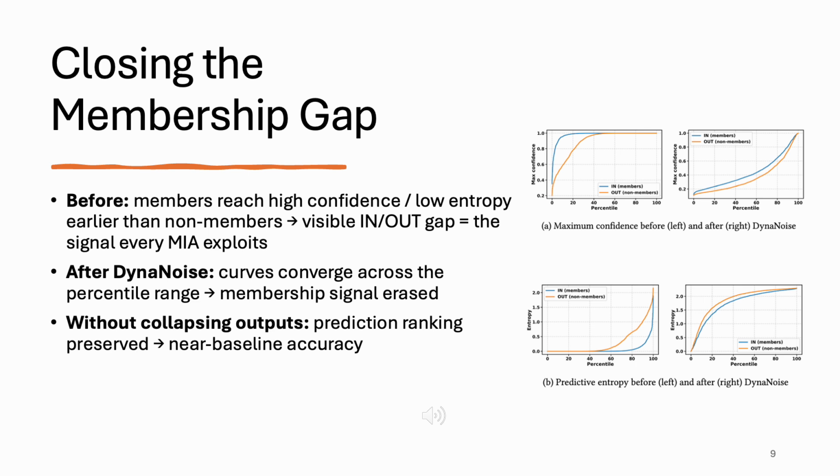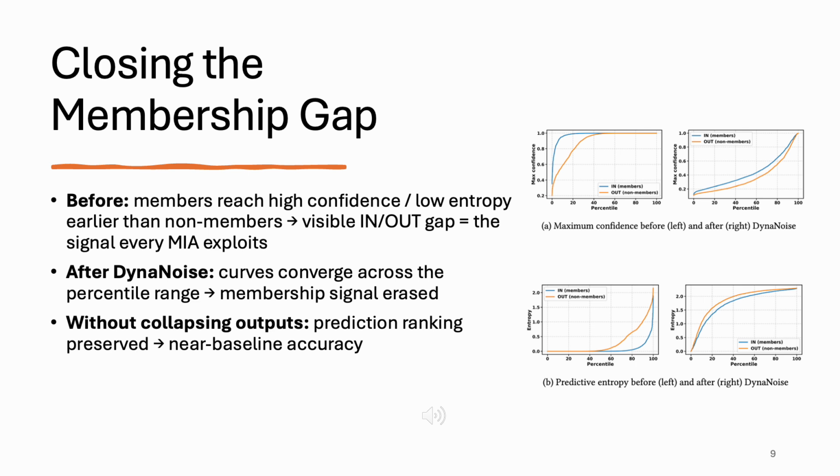So far you have seen attack numbers. Now let me show you what DynaNoise actually does to the model's output. These are percentile plots, maximum confidence on top, predictive entropy below. Blue is training members, orange is non-members.